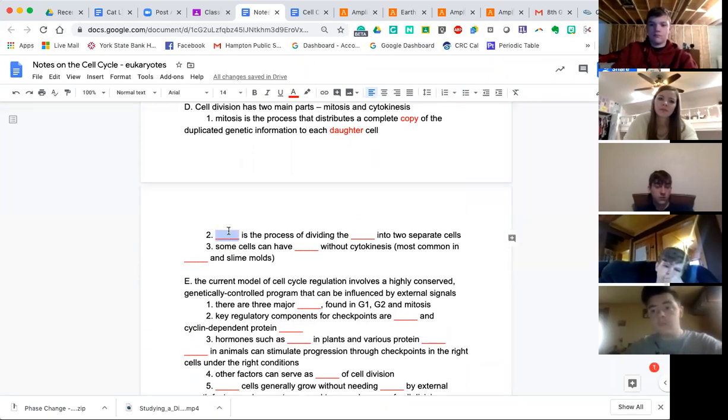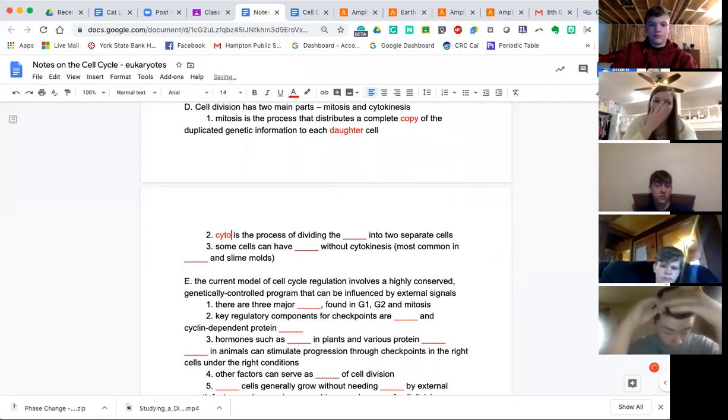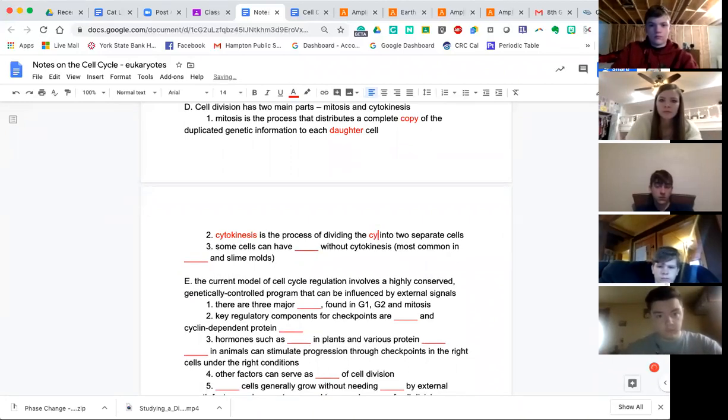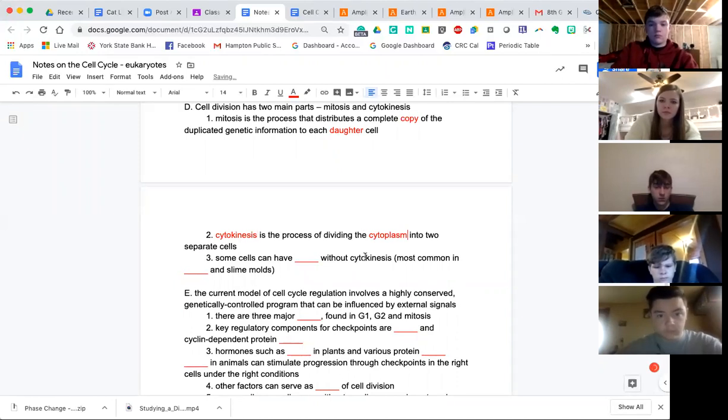Okay, at the end of mitosis, when the chromosomes are pulled apart to different sides, then a process called cytokinesis occurs. And that's just the cell splitting up its jelly, right? Splitting up the cytoplasm.